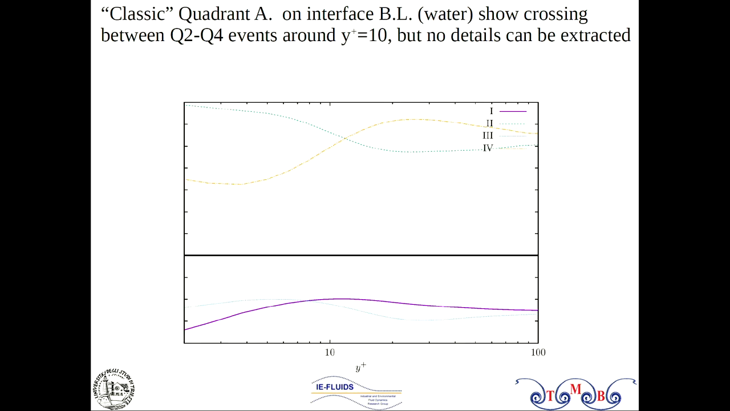Now, one curious thing is that even with all these differences that we have shown, when you do the classical quadrant analysis of Wallace, you find pretty much a wall-bounded kind of quadrant analysis. It doesn't show many of the features or differences that one would expect, except maybe in the heights of the actual values that you get. Another interesting thing is that the Q2 and Q4 quadrants, which mean ejections and sweeps, also happen to cross at a value of y plus approximately 10.